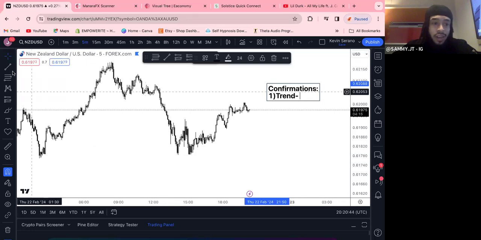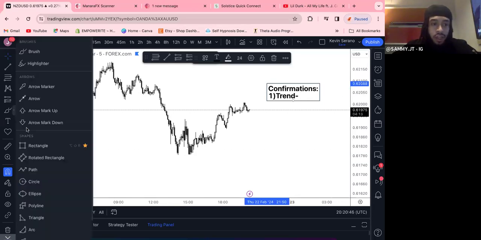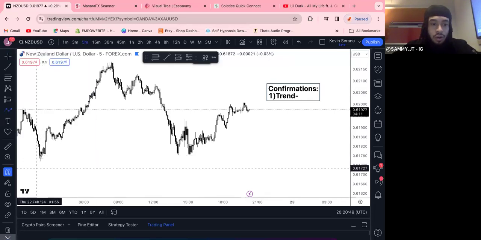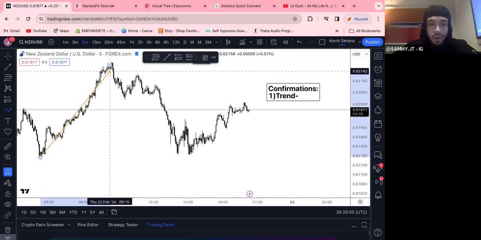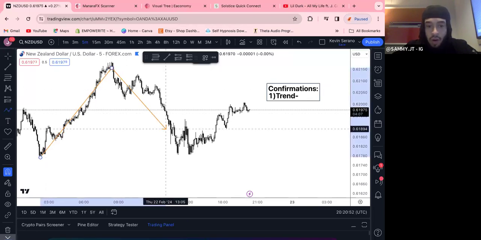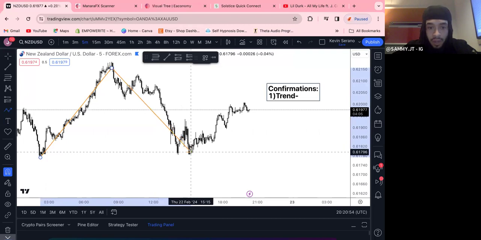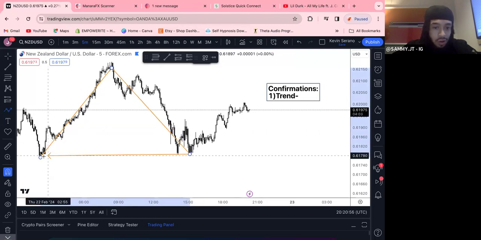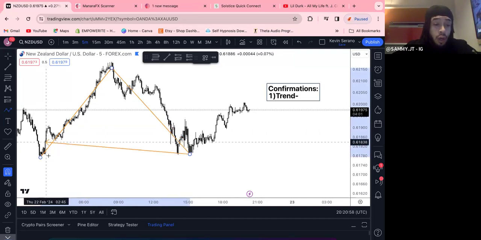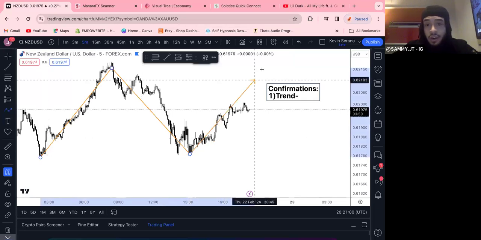Why are we bullish? Because we have not taken out, let's just go off trend. Let's just draw this out. So we've got our low, we've got our high, we've got our lower low, it hasn't gone lower. And now we're looking to create a higher high.